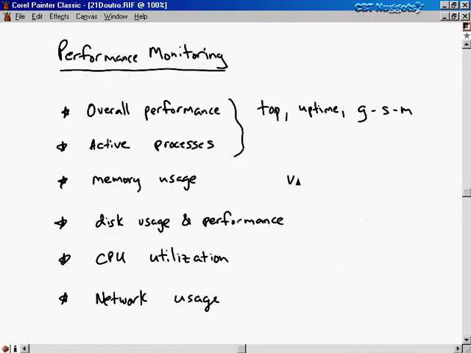Memory usage, we could use the vmstat command. For disk usage and performance, we use the iostat command for performance of the disk subsystem. For disk usage, we would use commands like we learned back in the introductory Linux series. df and du were commands that would keep track of the disk usage of the system. CPU utilization, we did that with mpstat, which stands for microprocessor statistics. For network usage, we would use the netstat command.